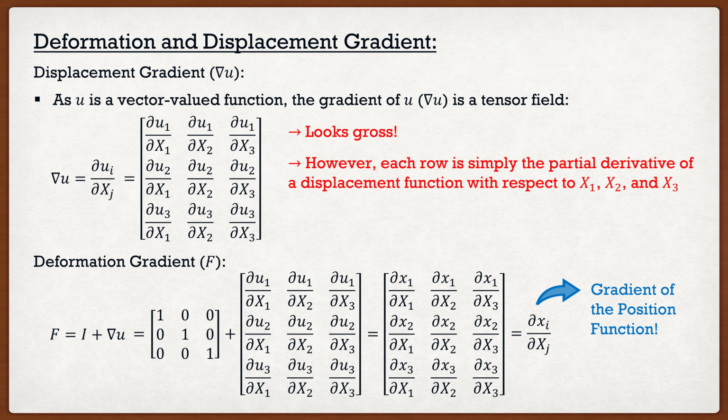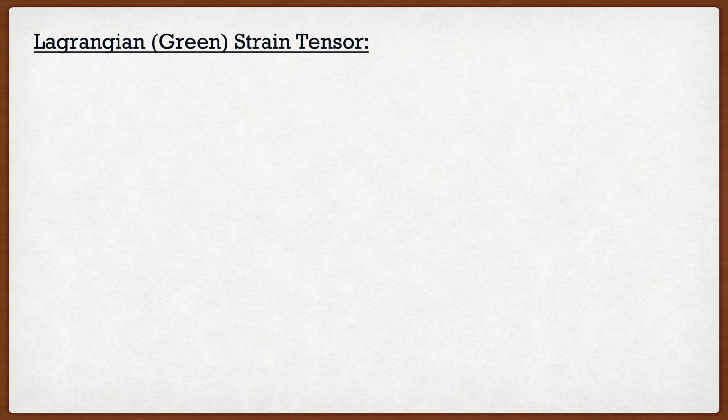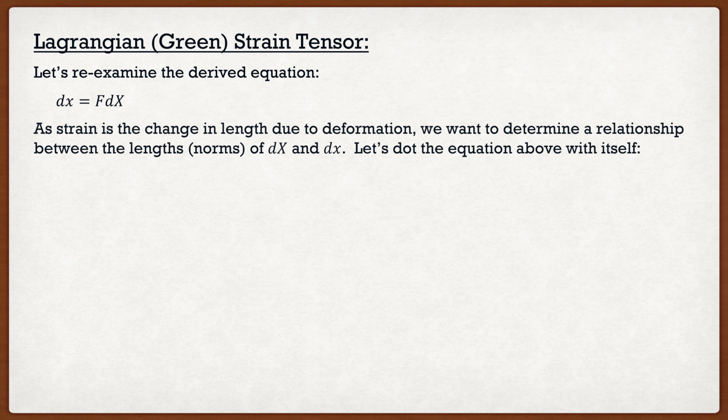All right. So now that you guys know what these are, we can return back to what we were talking about and look at that equation again in a more sophisticated manner, if you will, trying to sound fancy. So let's examine that derived equation where we had dx equal to F dX. Now again, the one thing that we're trying to find is the change in length between those 2 points, because the change in length will tell us what exactly the strain is.